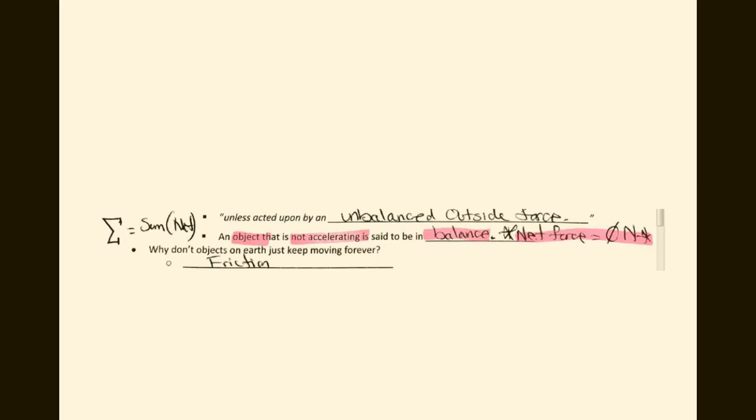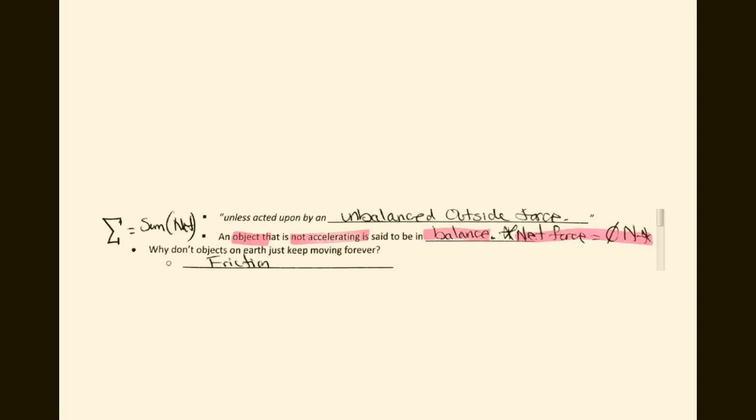All right, so the symbol that you see right there is epsilon. The Greek letter epsilon means the sum or the net force. And an object that is not accelerating is said to be in balance. This is important, so make sure you write it down. You're going to see the word balance quite often, and we're going to refer to it. Forces are balanced, net force is balanced, and so on.